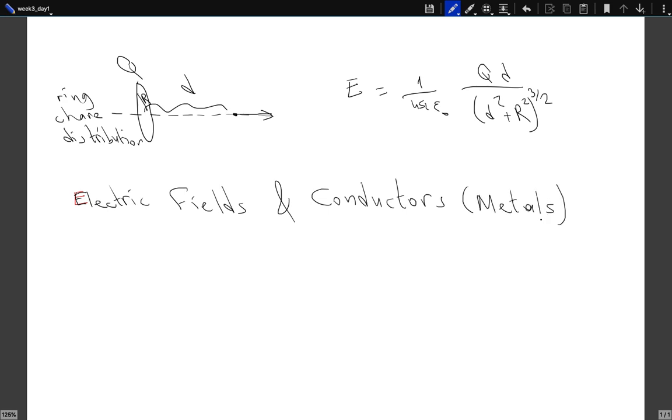Well, most of the arguments that we will be using now will be valid for any conductor, but as a concrete example, I will be discussing metals.